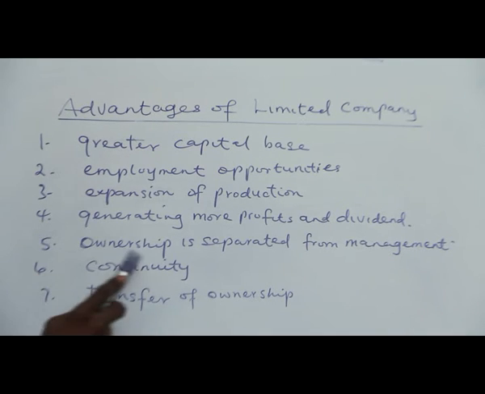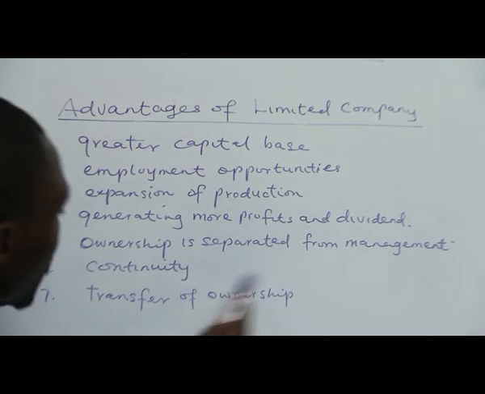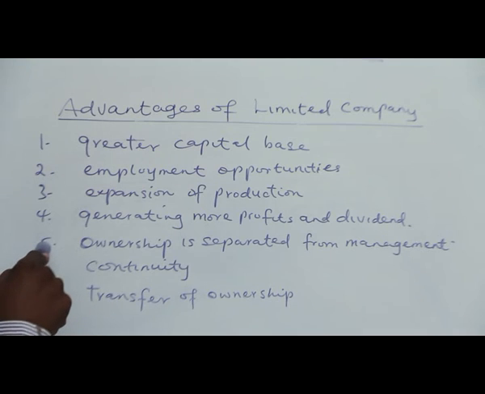Number 5, ownership is separated from management. With the separation of management from ownership, it allows the management to carry out their functions appropriately without interference from the owners. Because if the owners are allowed to interfere, then the management might not be able to put in their best in order to achieve the objective of the organization. Having isolated the ownership from the management, it will allow the business to move forward.